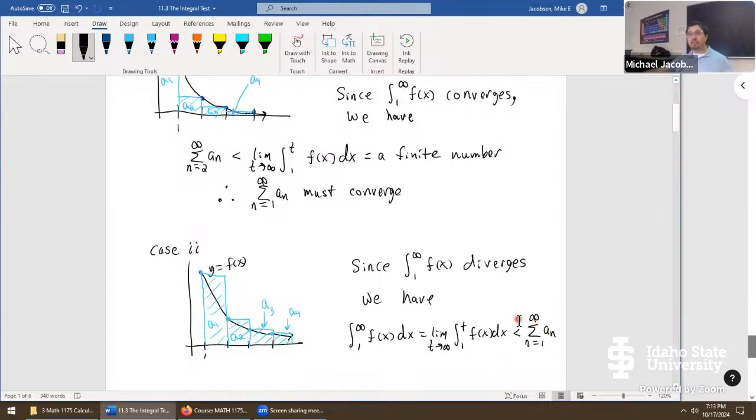But if we have a less than going this way, and that integral there diverges towards infinity, this thing being even larger diverges towards infinity just even faster now. So now we get to say, therefore, summation as n goes from 1 to infinity of an must also diverge. So that's the logic of the integral test.